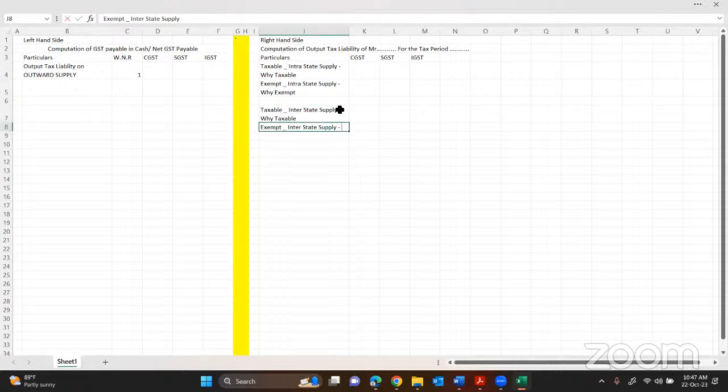But sir, without writing the explanation of why it is taxable, why it is exempt, you will not get the marks. You will not get the marks. Okay, so remember, you have to write. Remember, you have to write.